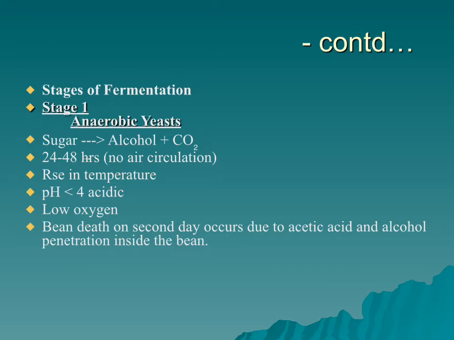Now we'll see about the stages of fermentation. The fermentation takes place in 3 stages: stage 1, stage 2 and stage 3. Stage 1 is anaerobic fermentation. Here the yeast converts the sugar present in the pulp into alcohol and carbon dioxide. This stage takes place for about 24 to 48 hours.